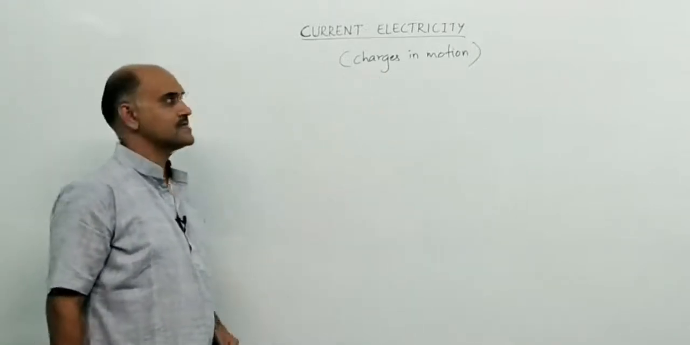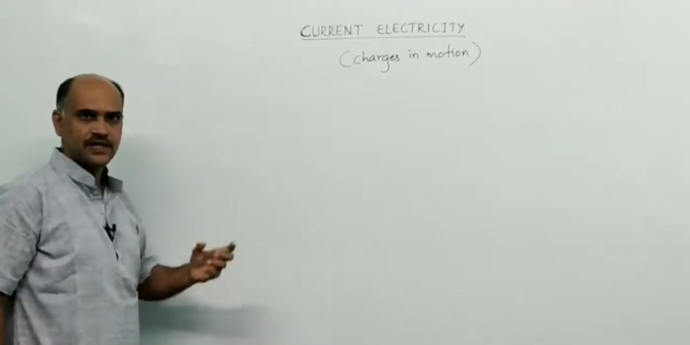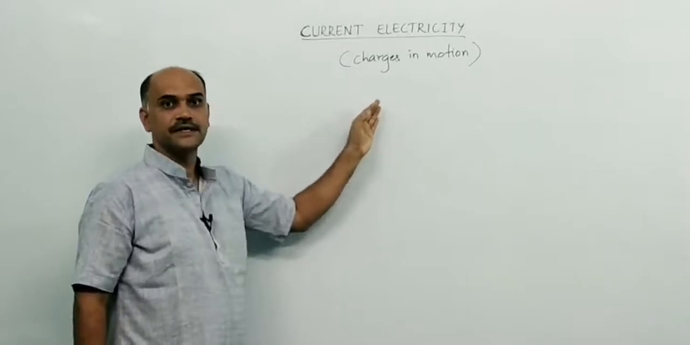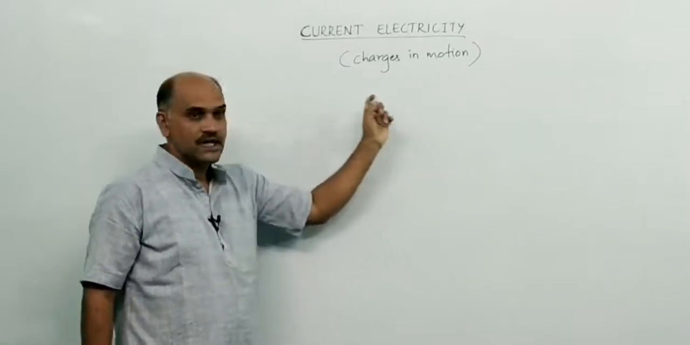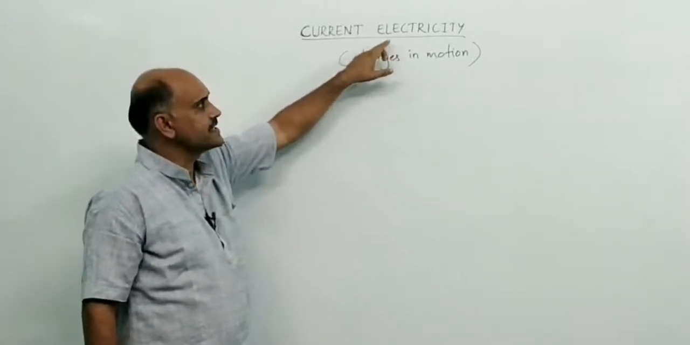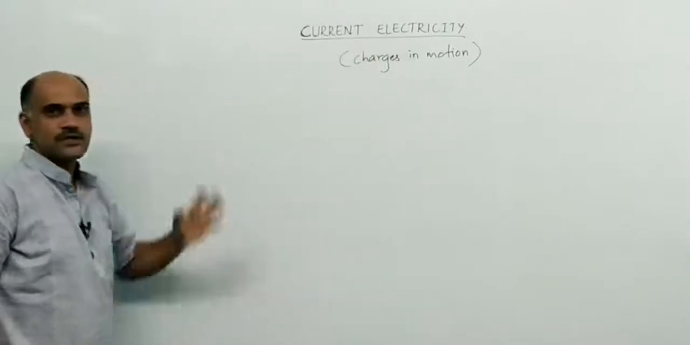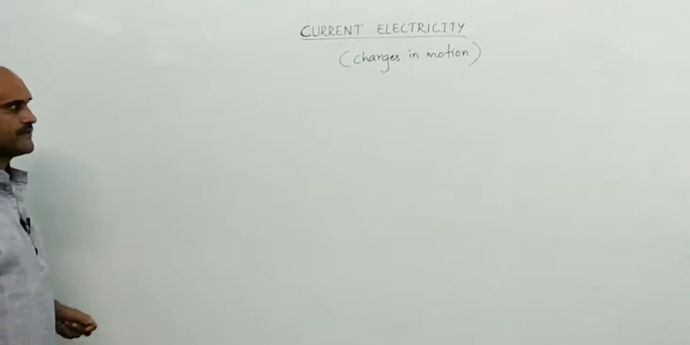Earlier we have studied electrostatics. Electrostatics is a branch which deals with charges at rest. If charge is in motion, then that study we call electricity. So now, first we'll see a few definitions.